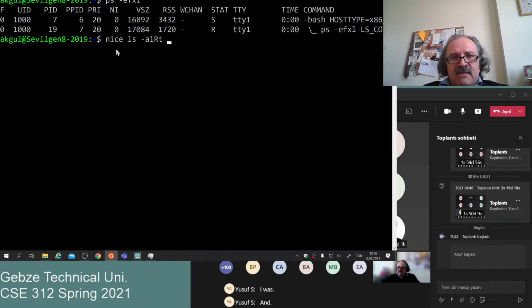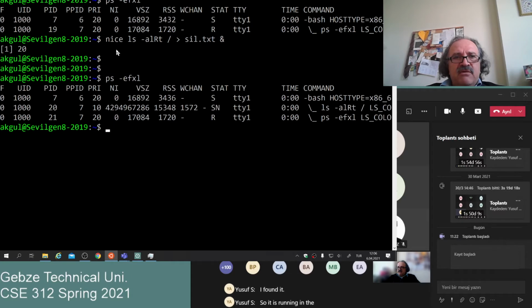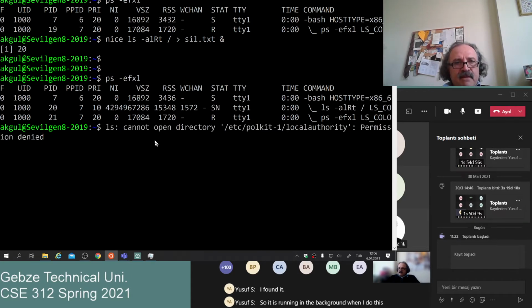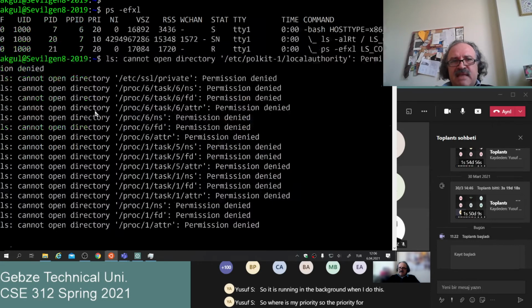maybe starting from the root, but this is going to, okay, and let me do it this way. Where is my ampersand? Find ampersand for me. Yeah, here it is. I found it. So it is running in the background. When I do this, where is my priority? So the priority for the ls is 10 now.